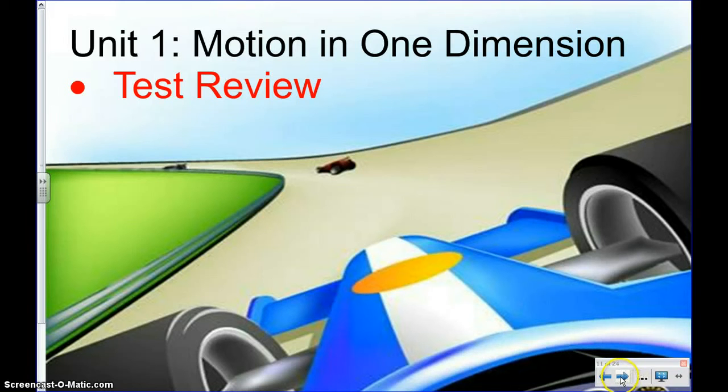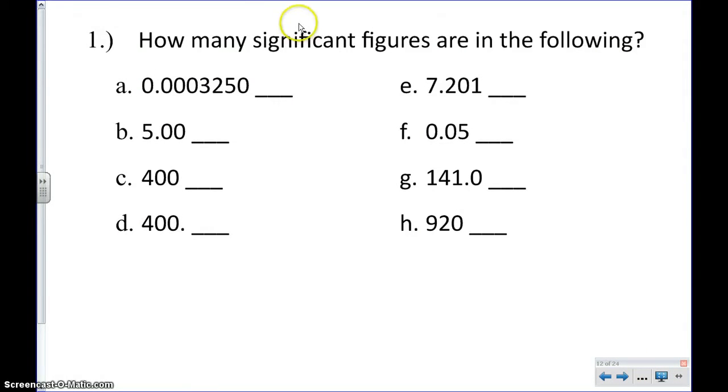So I'm just going to go through these. I'm going to work through all of them. This is going to be pretty long because we're going to work through them. So the first question asks, how many significant figures are in the following?